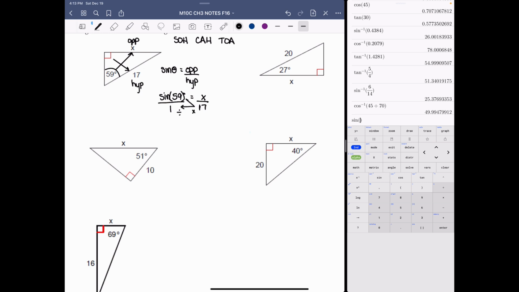So sine 59, move out of the brackets, times 17, and divided by 1, which doesn't actually do anything, and we get 14.5718. Which gives us 14.6.